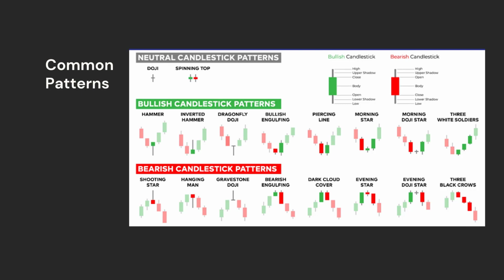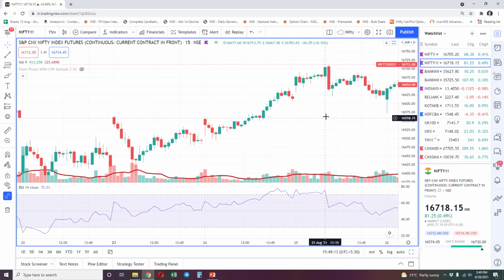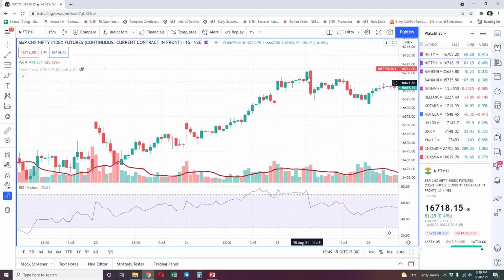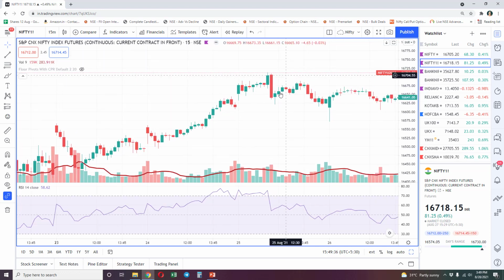So let's look at these examples in the chart. See, this is a perfect example of a bearish engulfing. You see the market was in a constant uptrend. It's going up, and a big bullish candle also formed, but you see that the next candle is a very big bearish candle that covers the whole body of the previous candle, and after that you see that the market starts coming down.